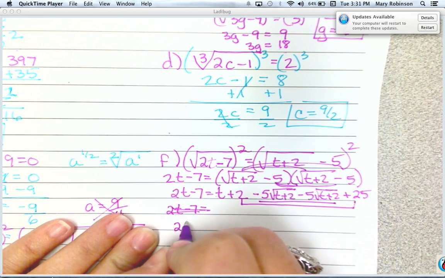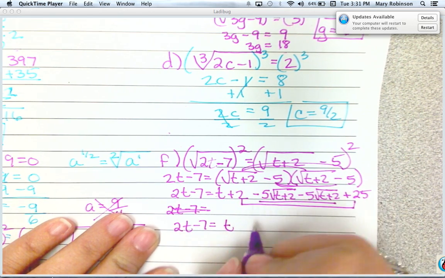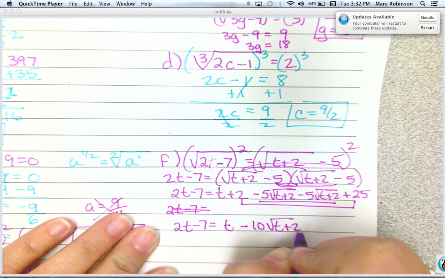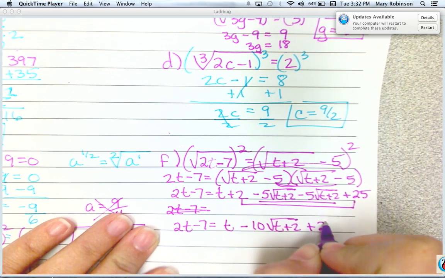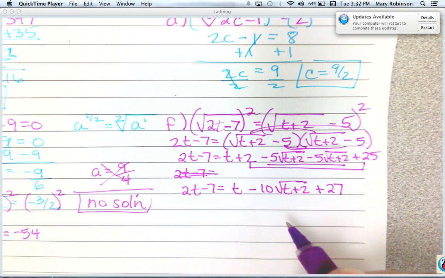Come down a line here. So I'm going to have t minus 10 square roots of t plus 2. And then 2 plus 25 is 27. So if you look at it now, we're down to one radical, which is our objective.